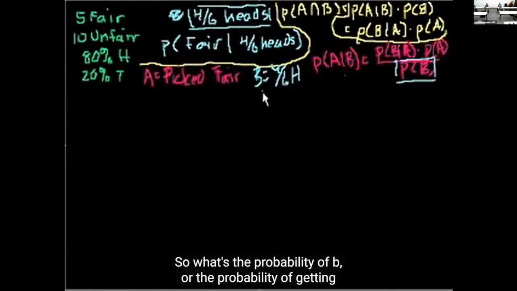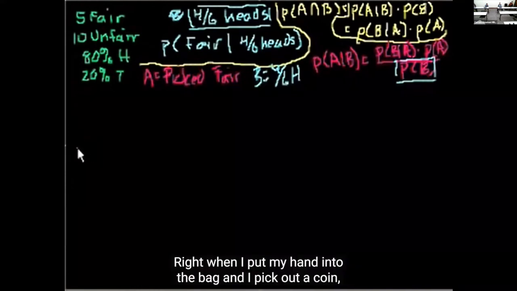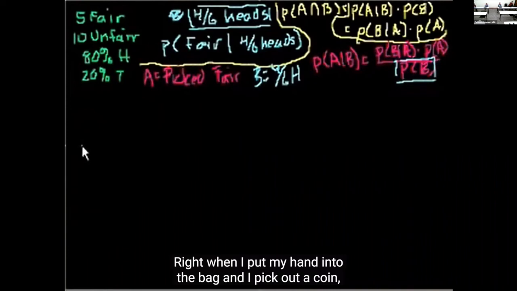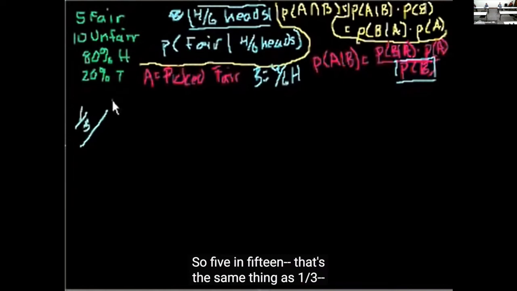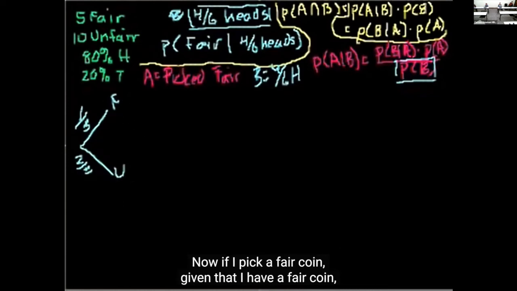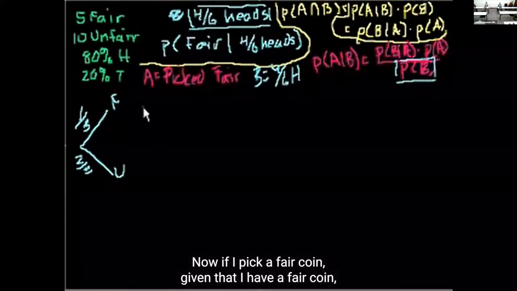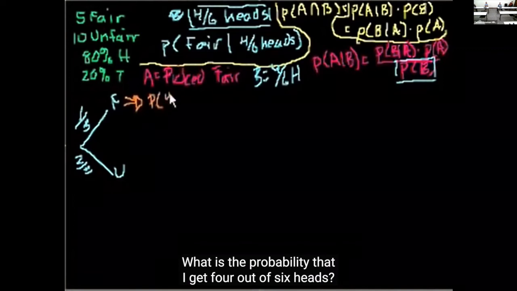So what's the probability of B, or the probability of getting 4 out of 6 heads? Let's see what happens. Right when I put my hand in the bag and I pick out a coin, there is a 5 in 15 chance, right? There are 15 total coins, but I pick a fair coin. So 5 in 15, that's the same thing as 1/3. But I pick a fair coin. And then there's a 2/3 chance that I pick an unfair coin, right? Now, if I pick a fair coin, given that I have a fair coin, what is the probability that I get 4 out of 6 heads?